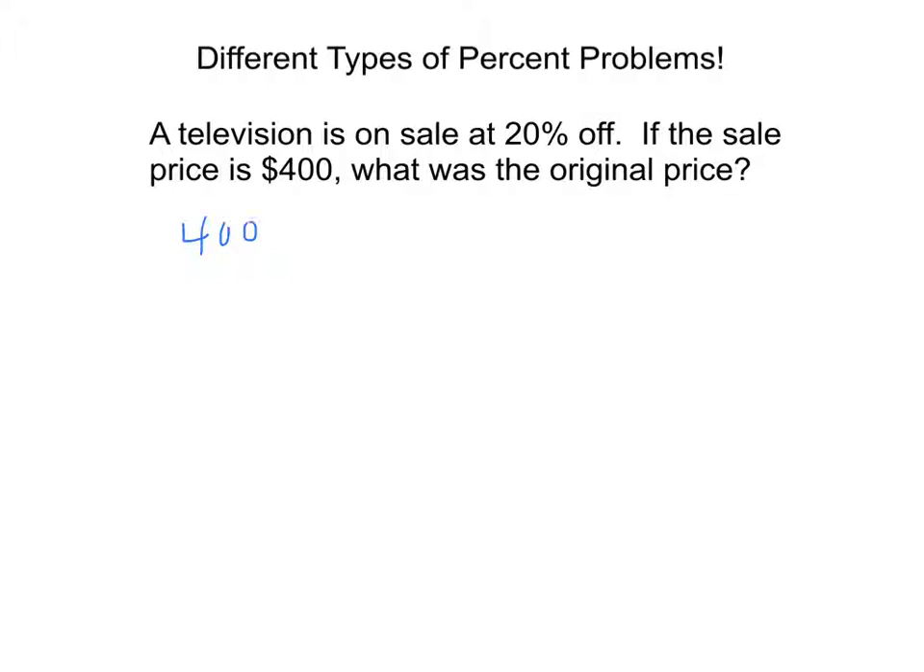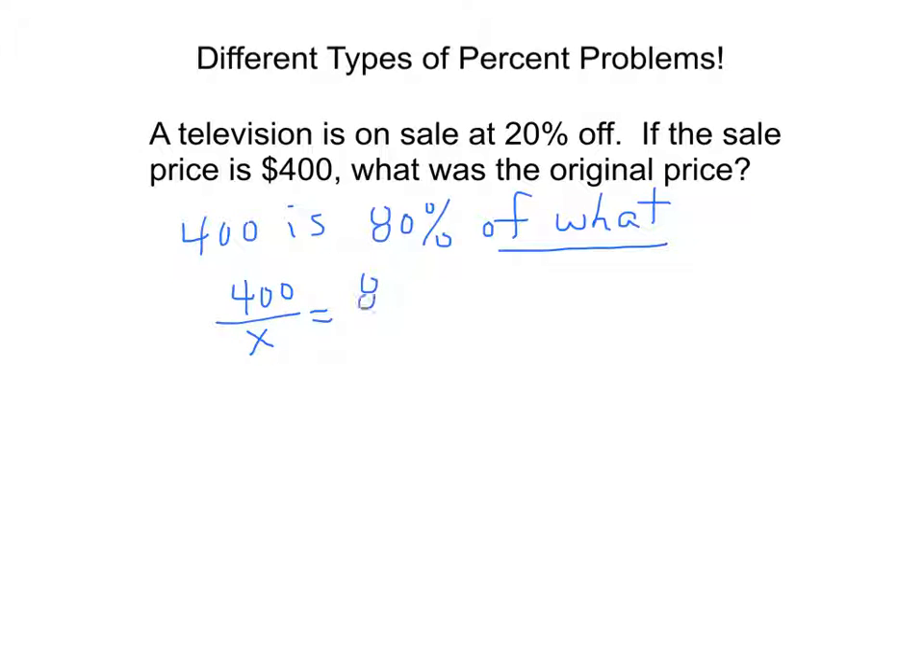400 is 80% of what? As I go through and set up my proportion, the 400 is the is, so that's on top. Of what? I don't know what that is. That's my x. And the percent sign is attached to the 80, so it's 80 over 100. If I do my cross multiplication and do my math, I'm going to get a final answer of x is equal to $500. So the original price was $500.